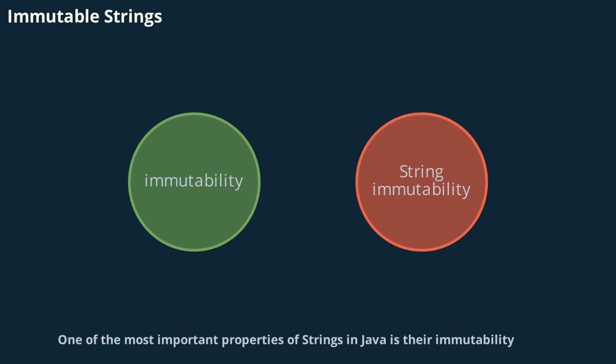One of the most important properties of strings in Java is their immutability. This means that once a string object is created, its value cannot be changed. Any operation that seems to modify a string actually creates a new string object. This design provides security, thread safety, and performance benefits, especially when strings are used as keys in collections or in multi-threaded environments. Immutability is a key concept that interviewers often focus on.